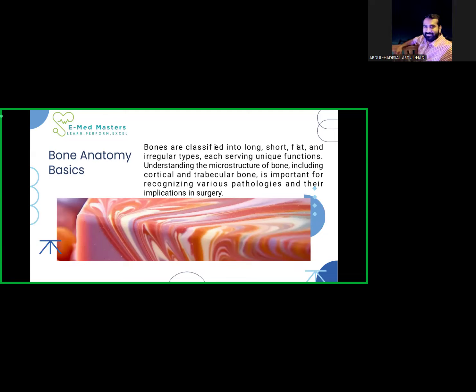Bones are classified into long, short, flat, and irregular types, each serving a unique function. So, understanding the microstructure of the bone, including the cortical and trabecular bone, is important for recognizing various pathologies and their implications in surgery.